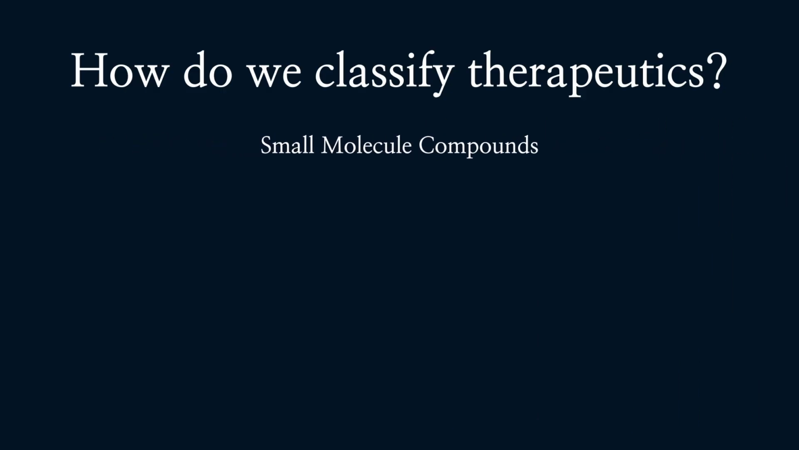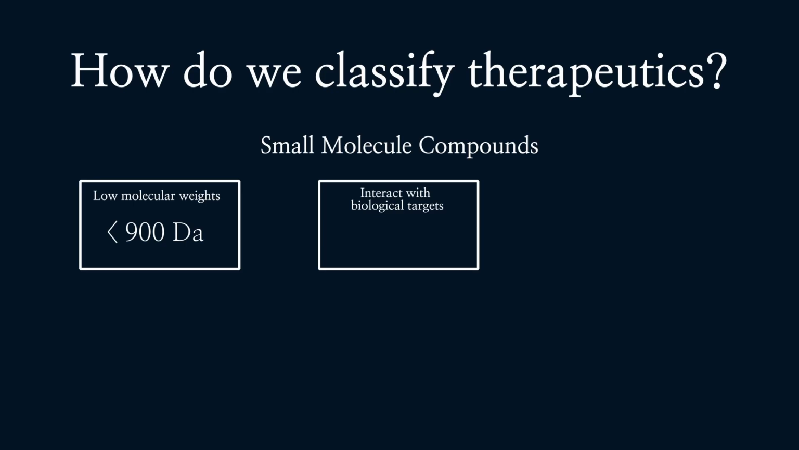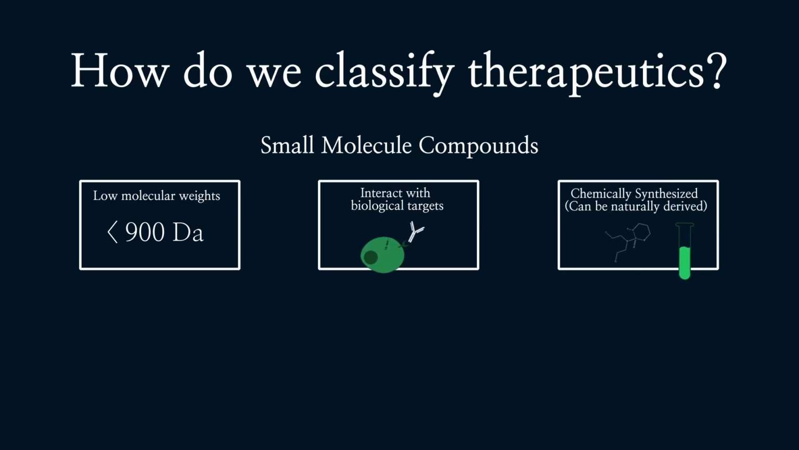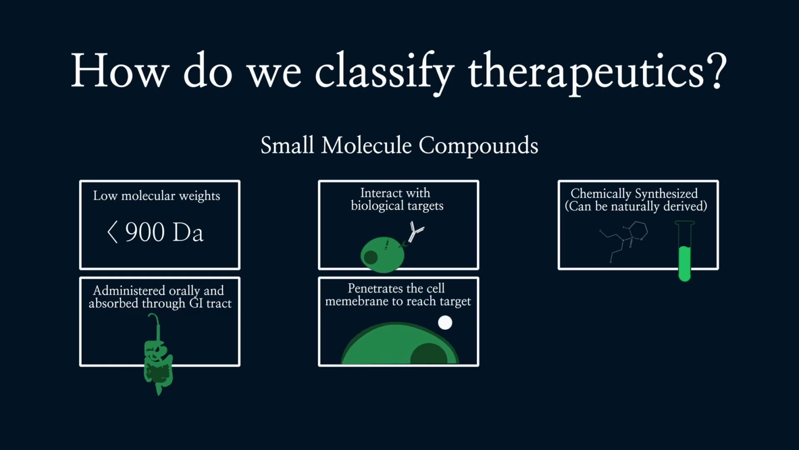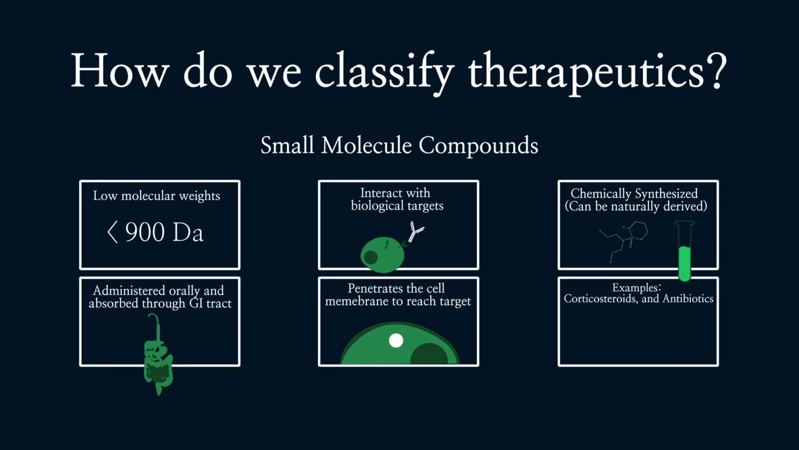Small molecule drugs, as the name suggests, are low molecular weight compounds that can interact with biological targets. They are typically chemically synthesized but can also be naturally derived. Often they are administered orally, and their small size allows them to be absorbed through the gastrointestinal tract. Their low molecular weight also allows them to penetrate the cell membrane to reach their biological targets. Common small molecule drugs include drug families such as corticosteroids and antibiotics.